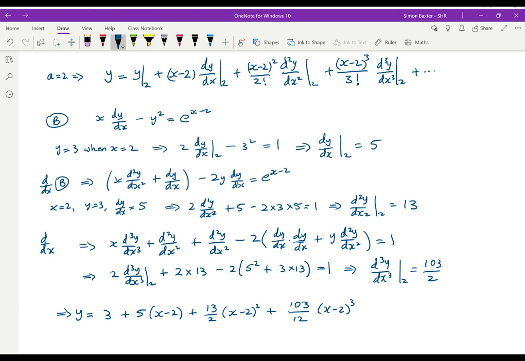So we now have a series approximation for y near x equals 2. In other words, for small values of x minus 2, this will give a good approximation for y at values of x close to 2.